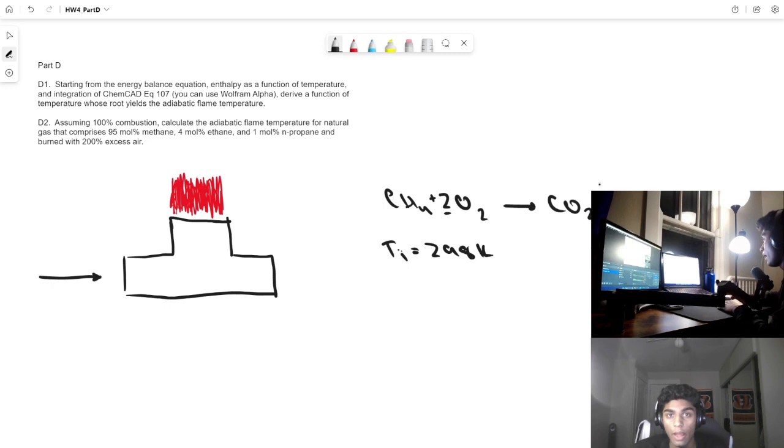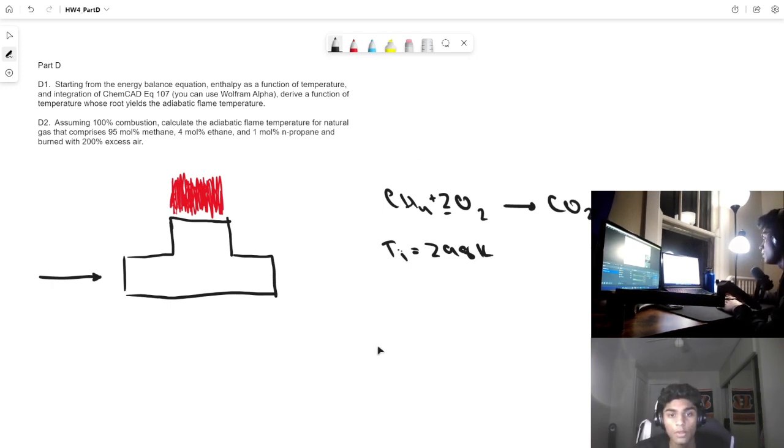which is going to be higher than the initial temperature, then we can use our theory of adiabatic systems to go and try and find this function of temperature, how much we are going to increase this heat by with this adiabatic flame.